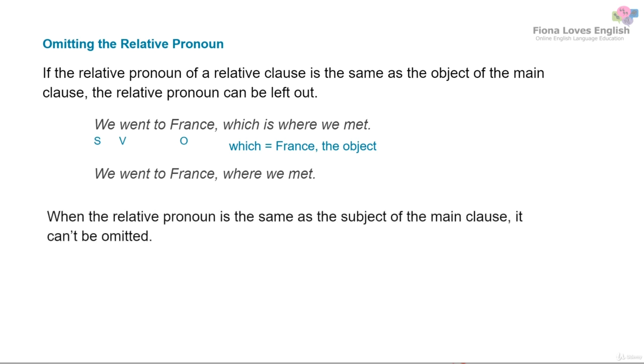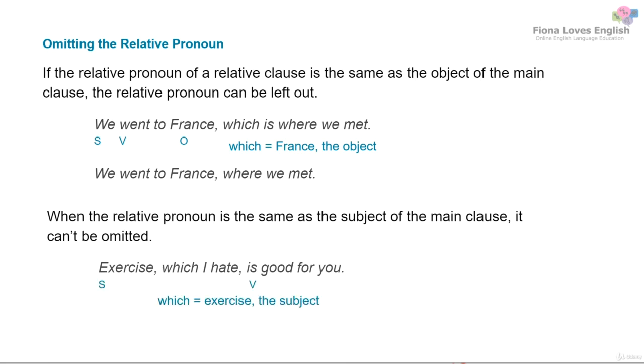When the relative pronoun is the same as the subject of the main clause, we can't leave it out. So for example, exercise, which I hate, is good for you. The main clause is exercise is good for you. In this clause, exercise is the subject, and in the relative clause, which refers to that subject. So we cannot leave it out. We can't say exercise I hate is good for you. That's not grammatically correct.